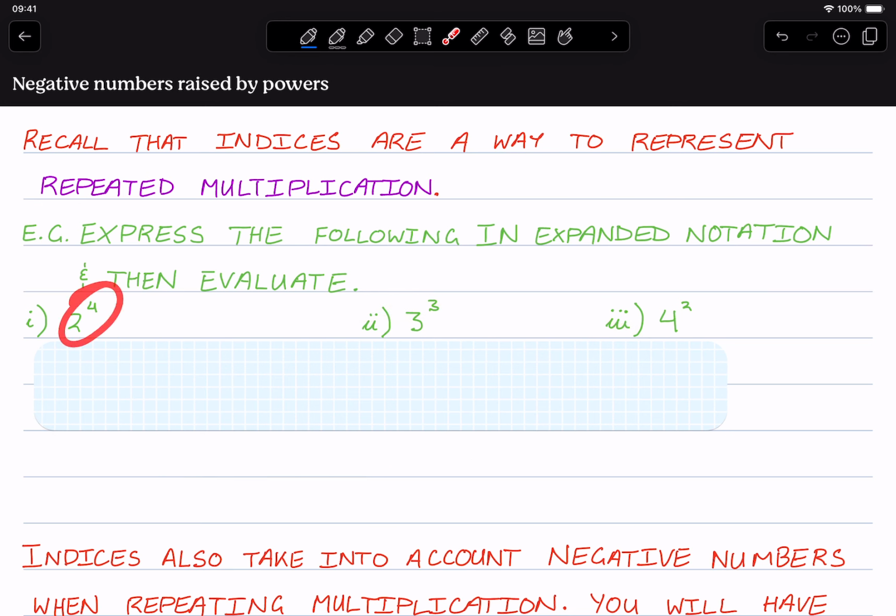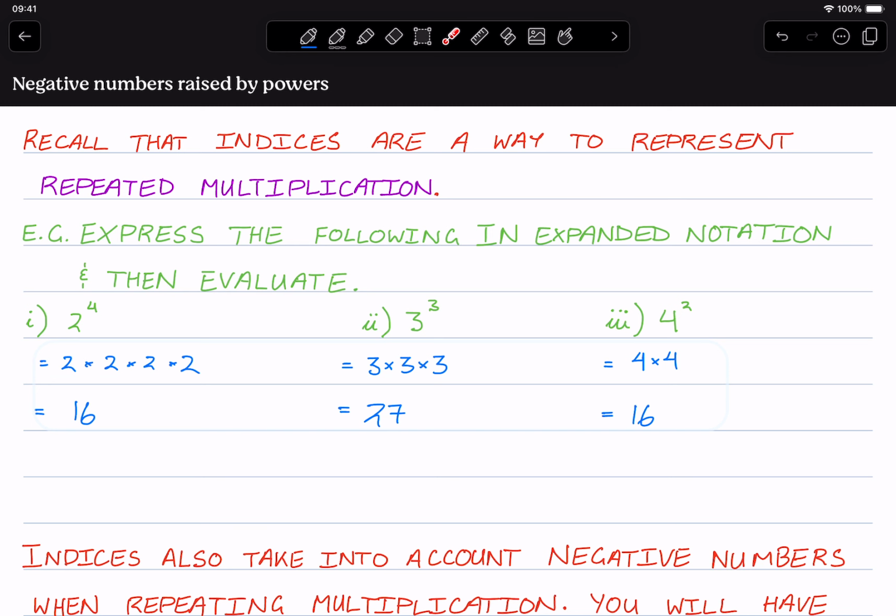So 2 to the power of 4, what is that in expanded notation? And then what is the answer to that if you were to calculate it or type it into a calculator. I'm going to show the answers to these in 3, 2, 1. All right. Check your answers and see how we go.